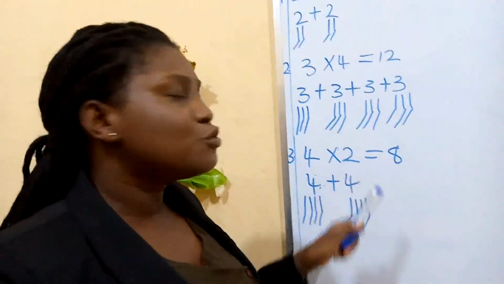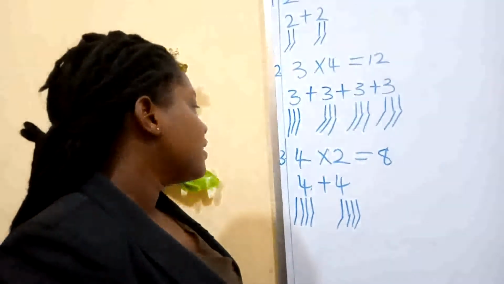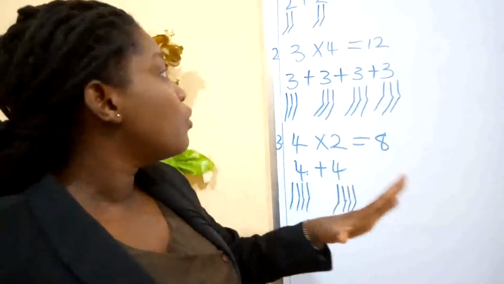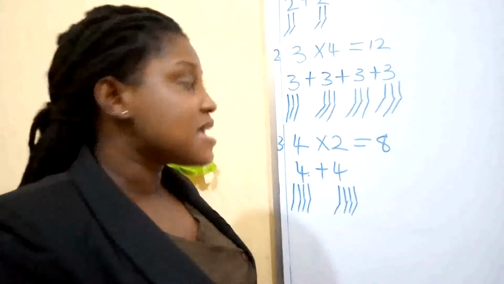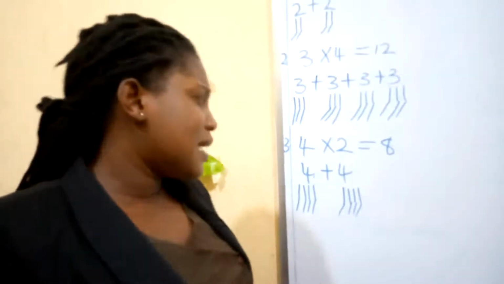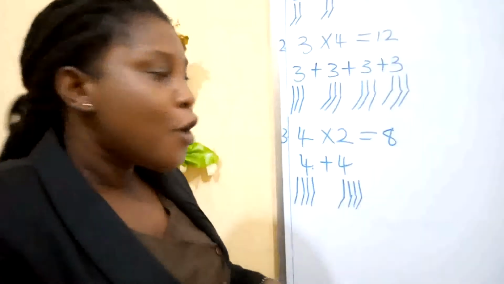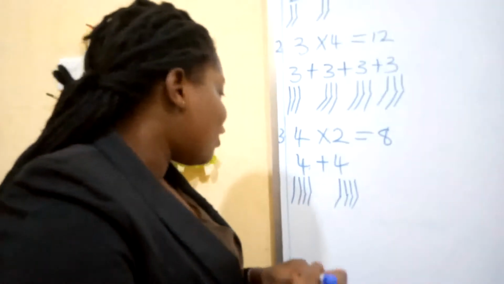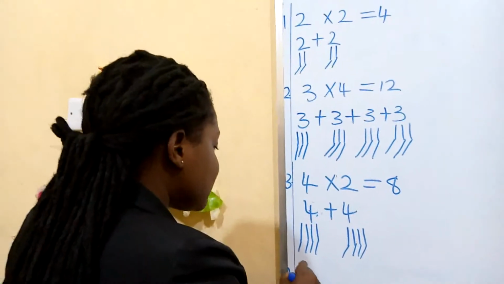So 4 times 2 is what? 8. 4 times 2 is what? 8. So with this method, you can multiply anything. Even 10 times 2, isn't it? That's my big boys and girls. Okay, let's do one more. Okay, lovely. That is number 4.